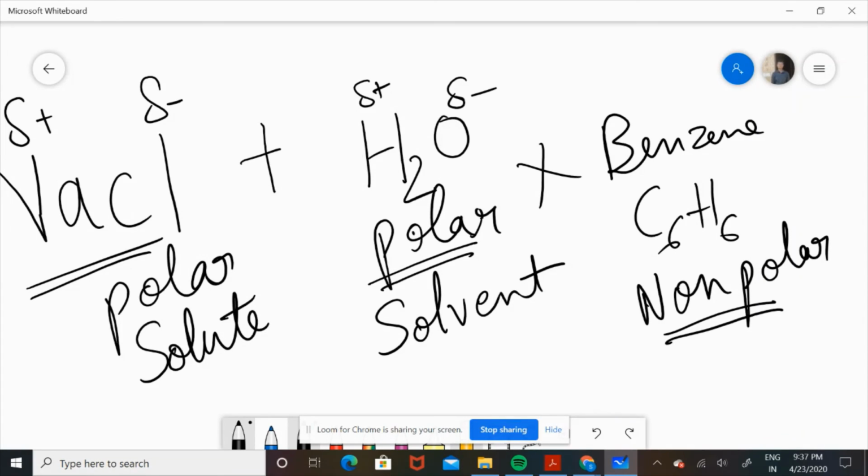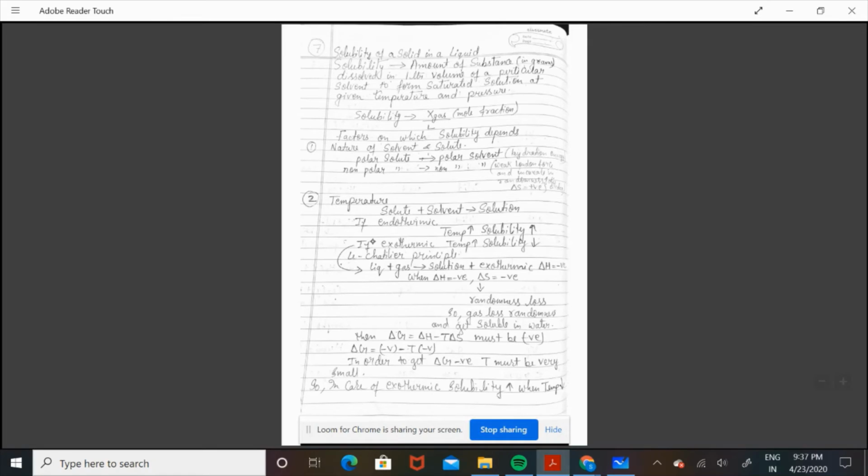So the next point is about temperature. What is the role of temperature? If we increase the temperature, what happens? And if we decrease the temperature, what happens to the solubility? See, here is what I have written. Every reaction mostly shows two things: either it releases energy or it absorbs energy. On that basis, we have two types: one is exothermic and one is endothermic.